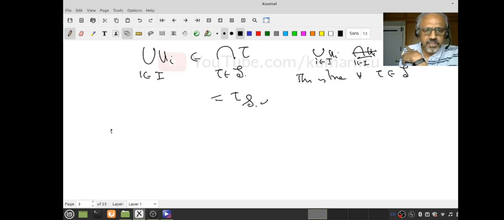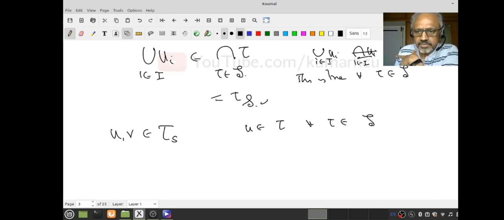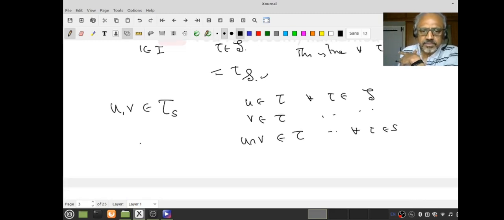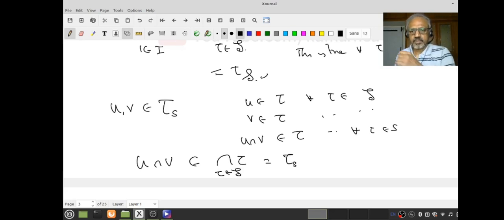Now let's look at U and V, which are in tau_S. That means U belongs to tau for each tau in S, and similarly V belongs to tau for each tau in S. Therefore U intersection V belongs to tau for each tau in S. That means U intersection V belongs to the intersection of tau over S. This is tau_S.